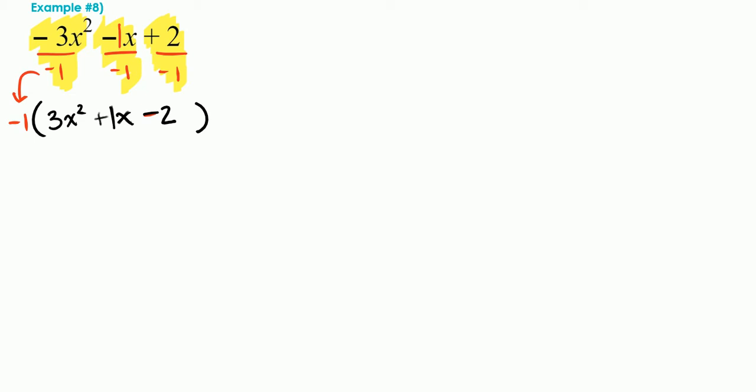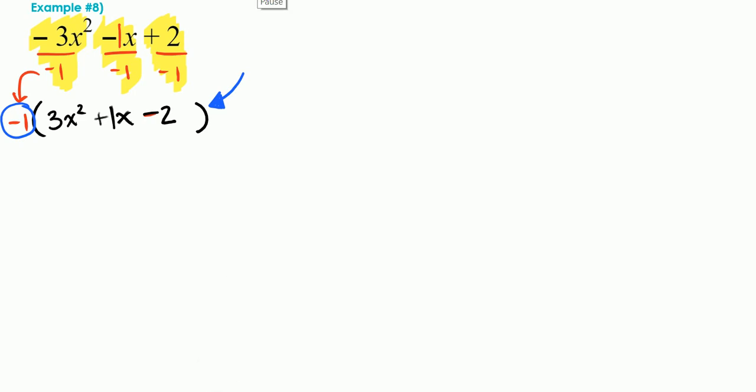Now this is really going to be the quadratic trinomial that I am trying to factor: 3x squared plus 1x minus 2. This negative 1 will play a role. We're going to end up putting it back in front of our answer at the very end of our problem. So that is still important, we're just going to leave it alone for now.